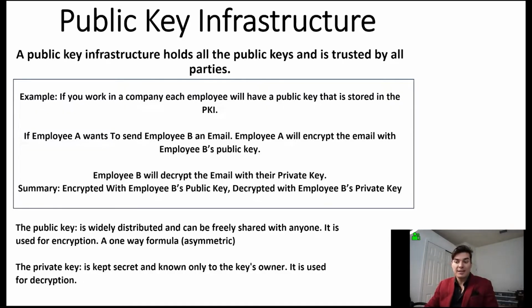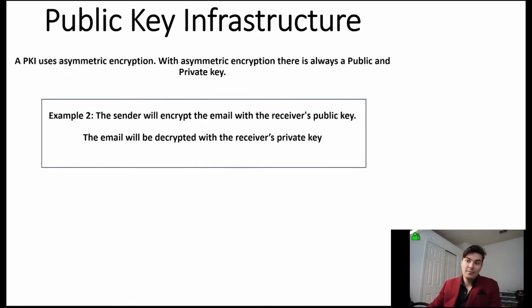Now, the public key is widely distributed and can be freely shared with anyone. For the PKI, it's used for encryption. It's a one-way formula, or asymmetric. The private key is kept secret and known only to the key's owner. It's used for decryption. So example 2: the sender will encrypt the email with the receiver's public key, and then the email will be decrypted with the receiver's private key.